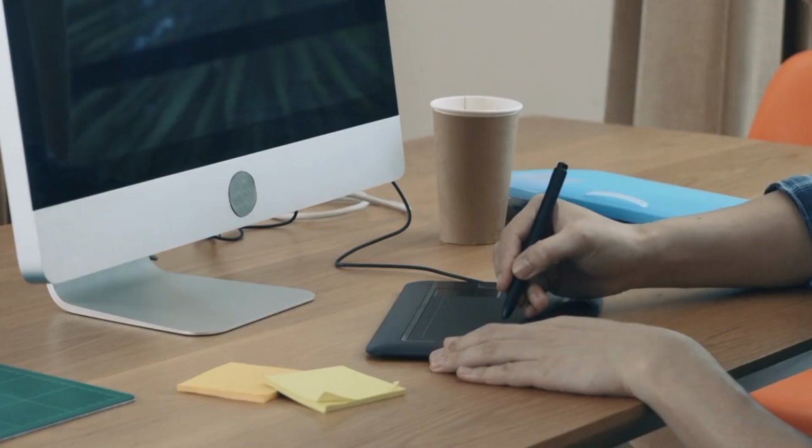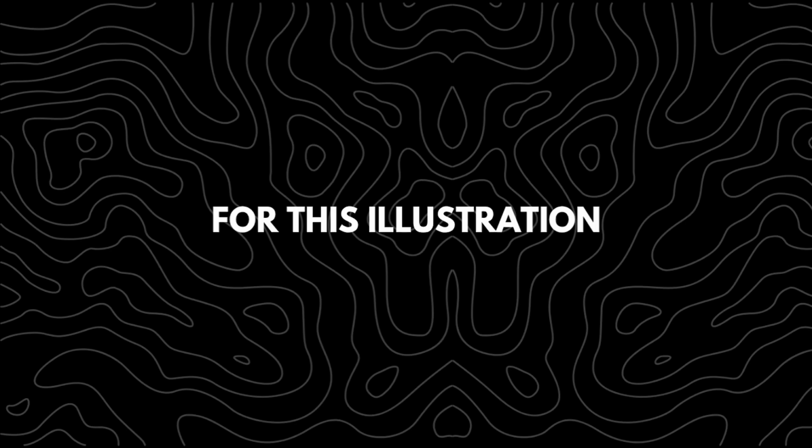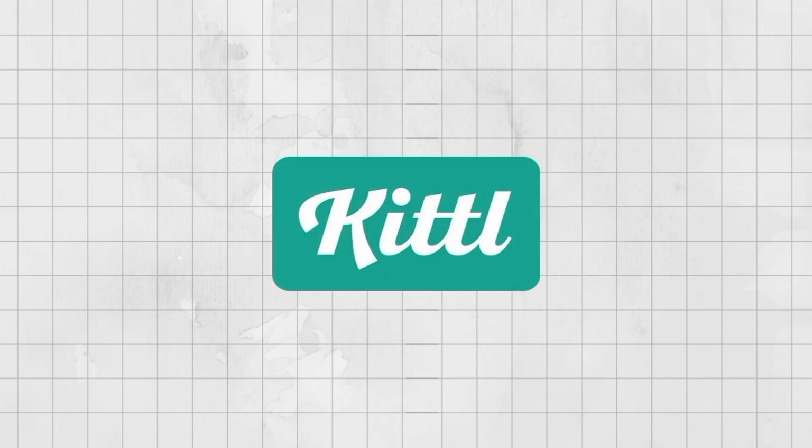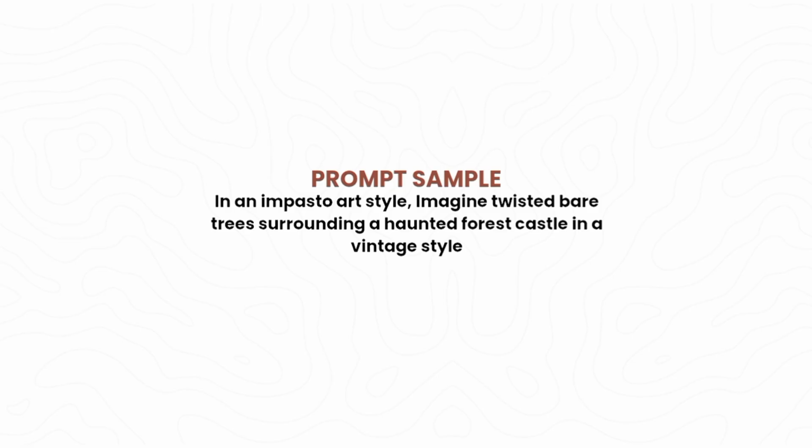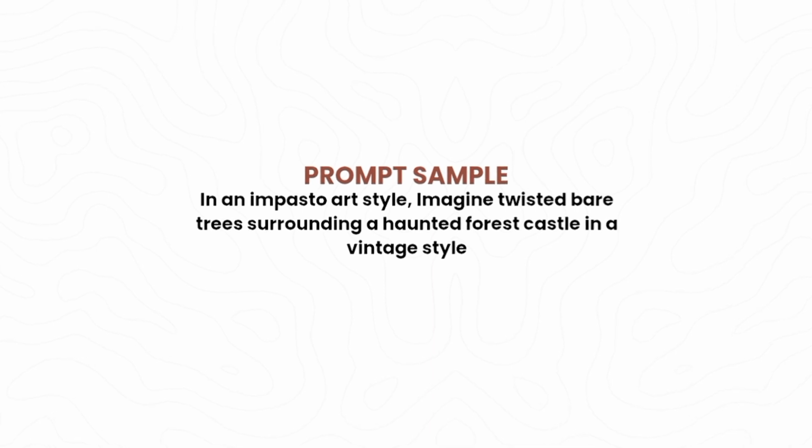Now, the process of creating this design is easy. For this illustration, I'll be using Kittl AI, and within Kittl, I'll be using two different methods and you decide which one comes out best. But before that, we first need to write a prompt, and here's how I structured my prompt. Imagine twisted bare trees surrounding a haunted forest castle in a vintage style. For the art style, I'll go with pastel because this particular art style has proven to generate better revenue on Etsy.